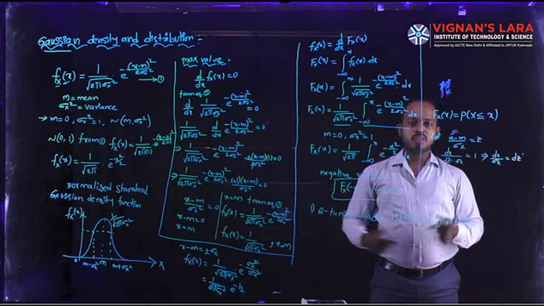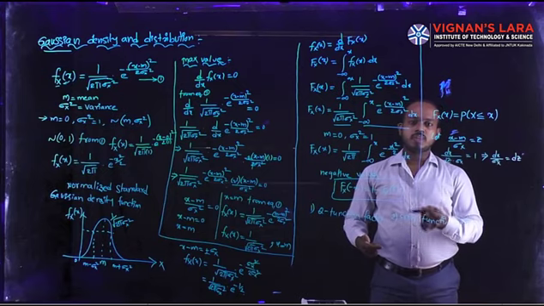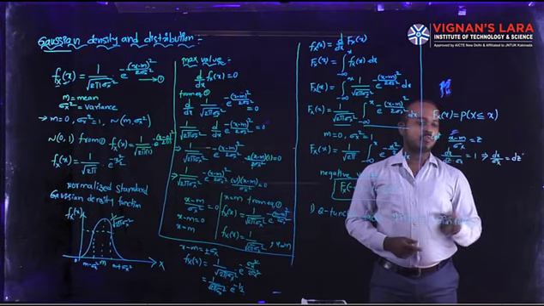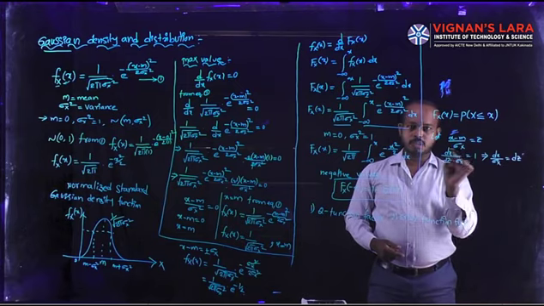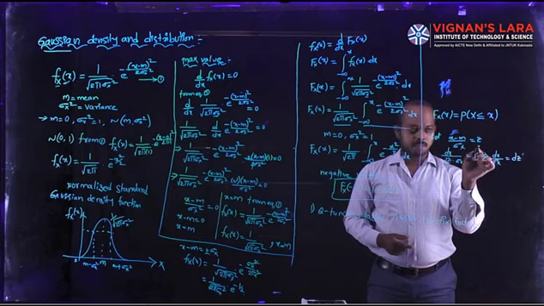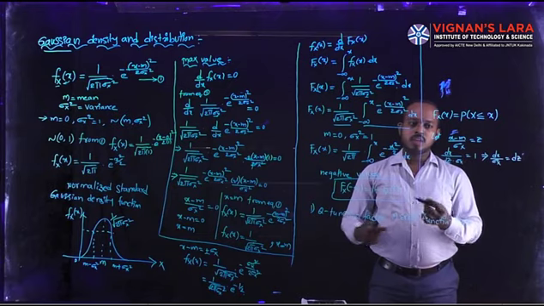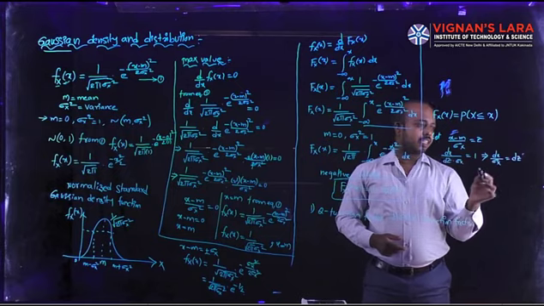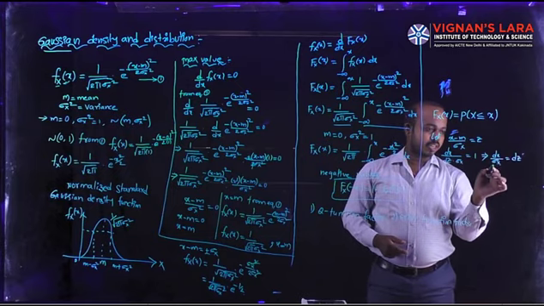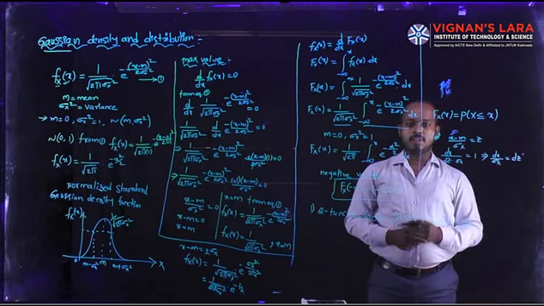Here I am changing the integration term from x to z. That's why I am taking this consideration: x minus m divided by sigma x is equal to z. After that I apply differentiation on both sides with respect to z. From this relation I obtain dx by sigma x is equal to dz.